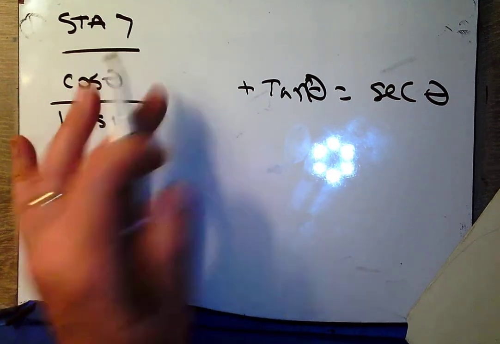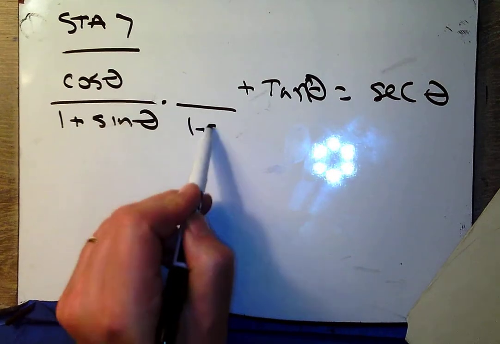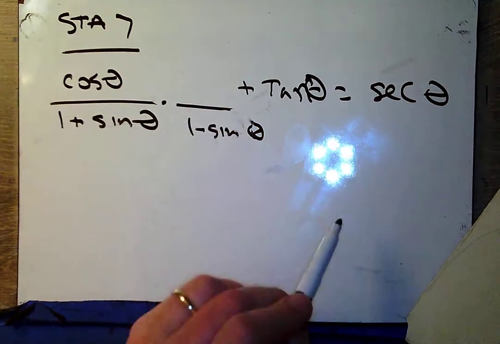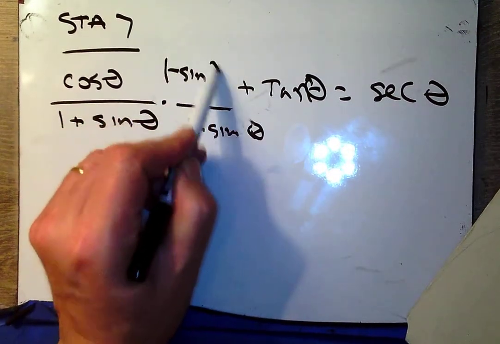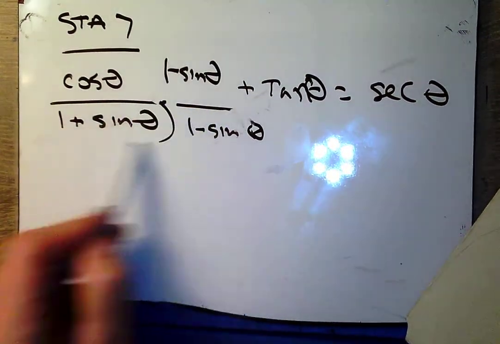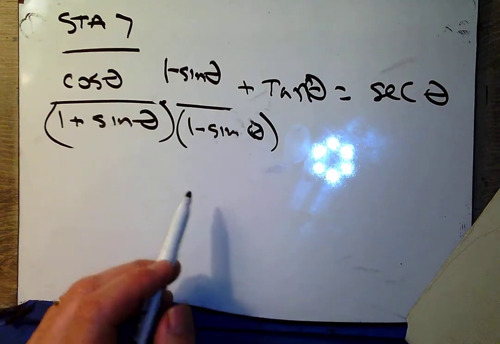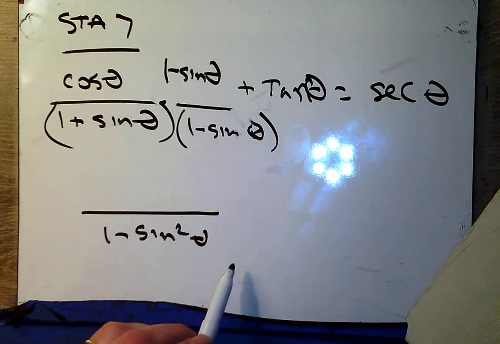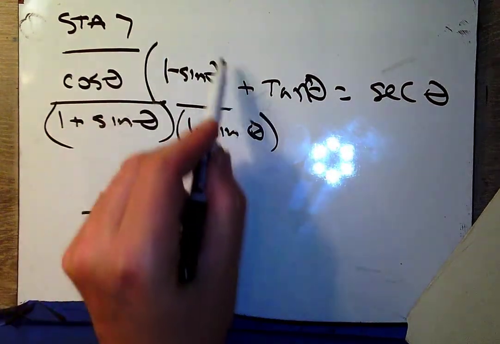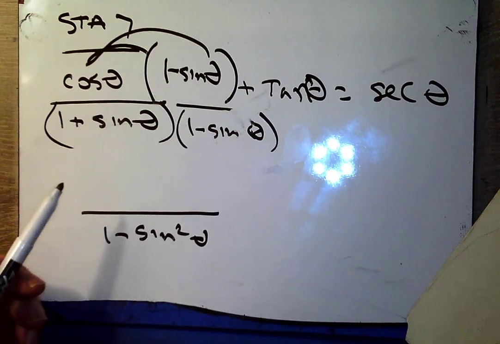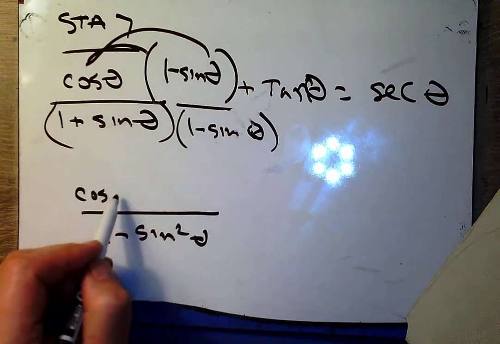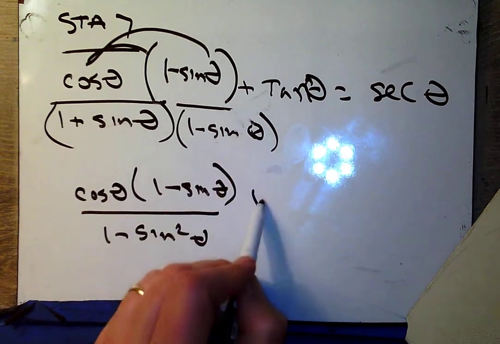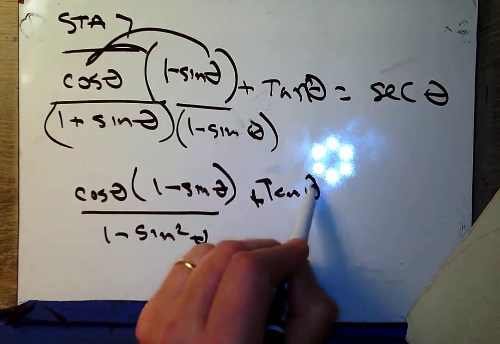Instead, I actually want to do the conjugate here. Oops, 1 minus sine, not sine squared theta. Okay, why? How does that help? Well, now I have this difference of squares on the bottom, and that's going to end up being 1 minus sine squared. Here on top, don't forget, that cosine has to go to all of that. Okay, cosine theta, 1 minus sine theta. And then we've got plus tangent theta.